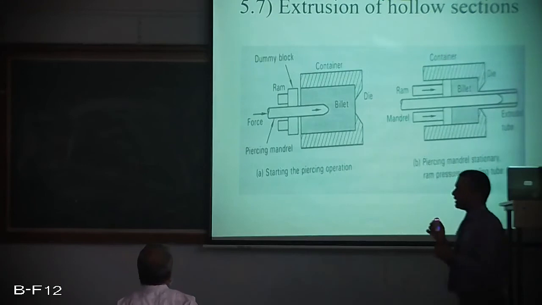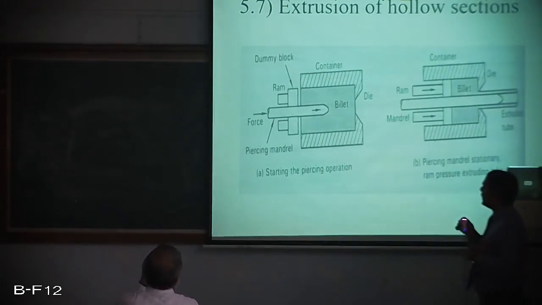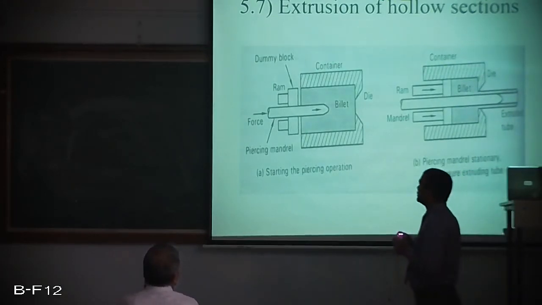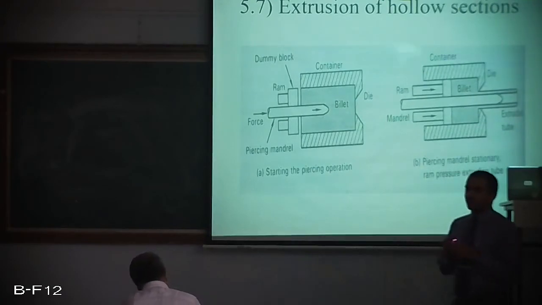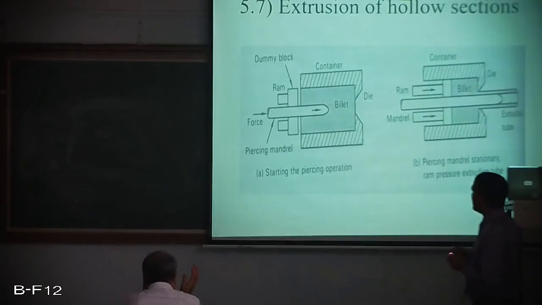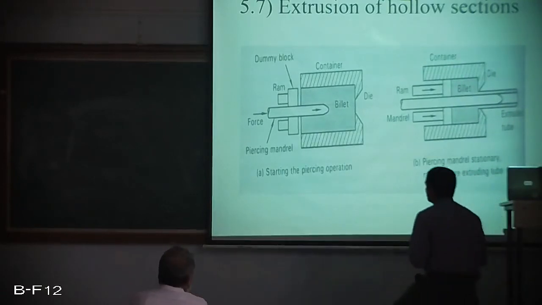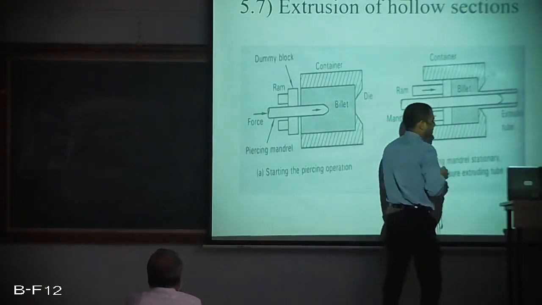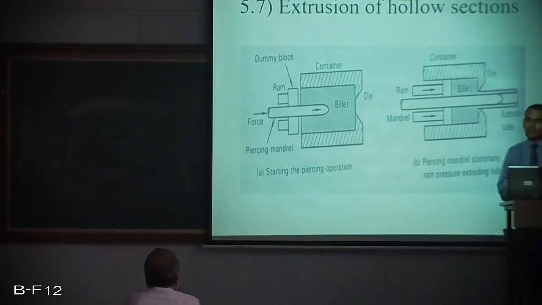So direct, indirect, as well as hydrostatic extrusion are more used because of the advantage that dimensional accuracy can be controlled in these three types of extrusion. Next we'll move on to the extrusion of hollow sections.